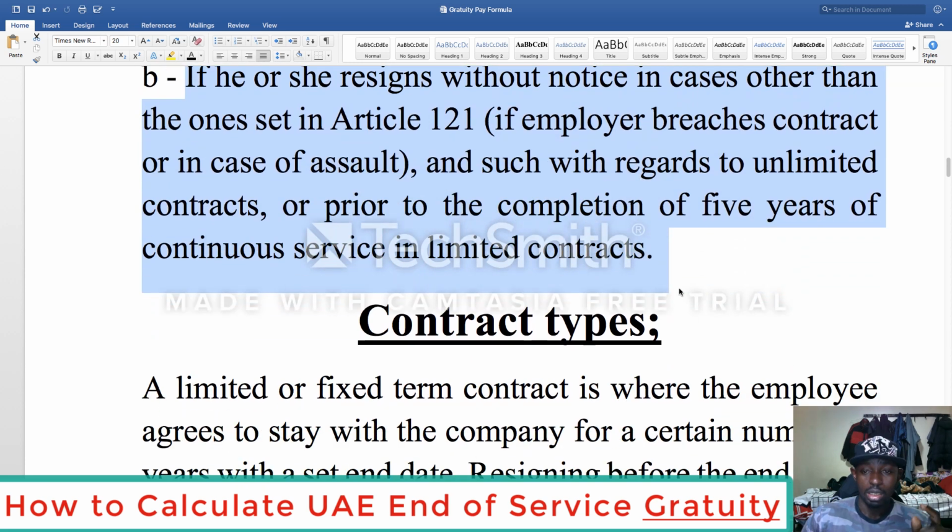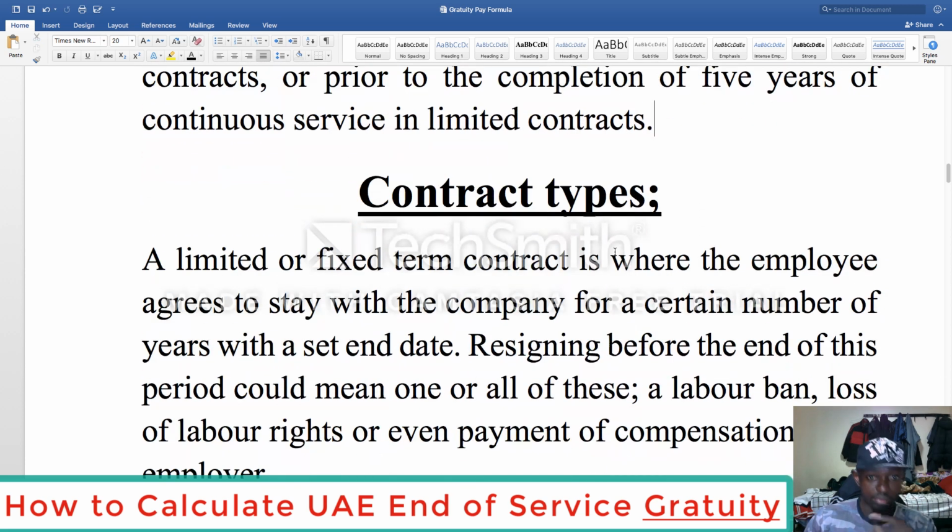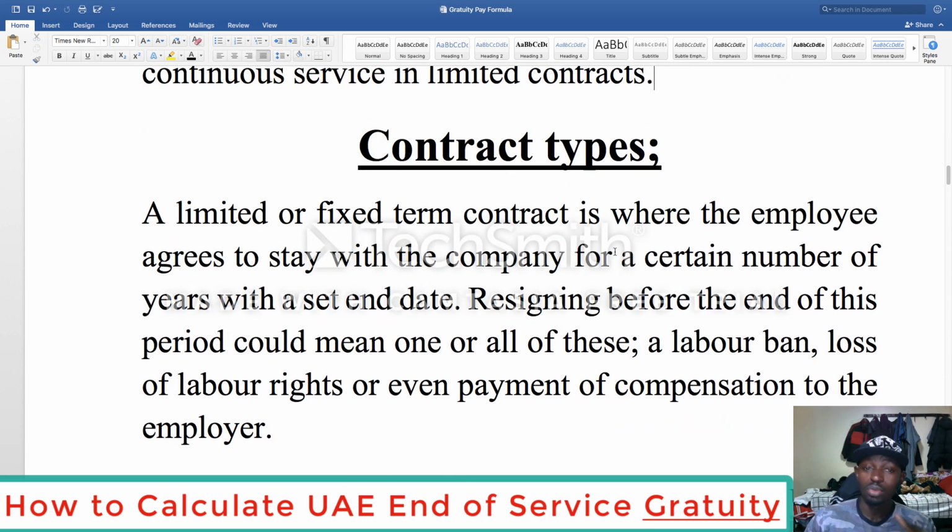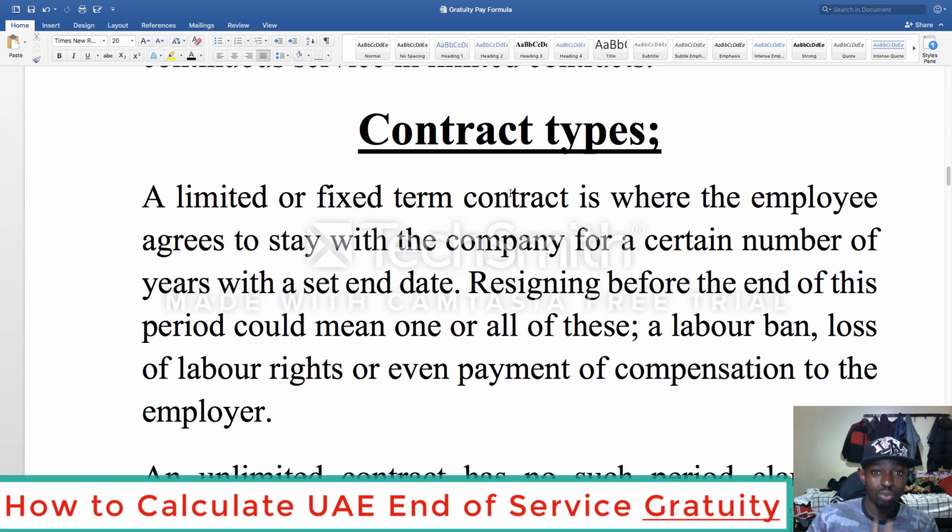Now, gratuity is very important, and for us to understand it better, we have to understand the contract type, because calculating gratuity for a limited contract is different from calculating gratuity for an unlimited contract. That's what most people don't understand. Now, let's look at contract type first.